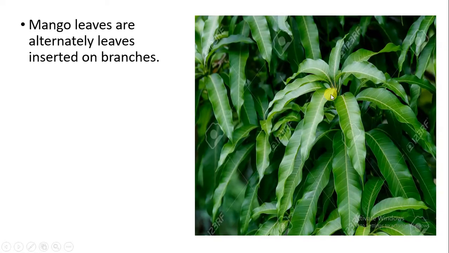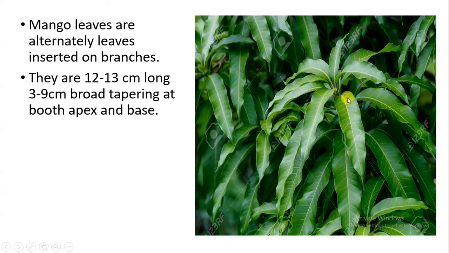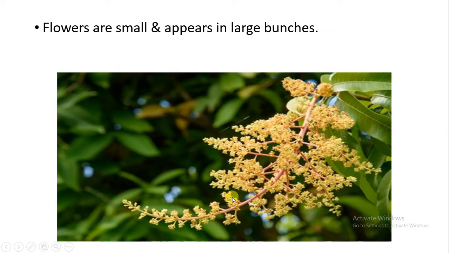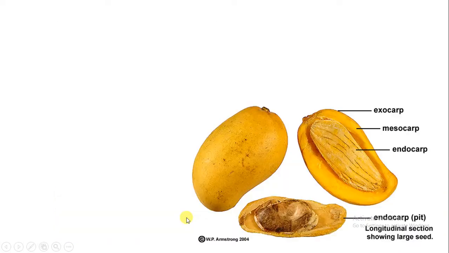When we talk about the leaves, they are alternate and inserted on the branches. They are about 12 to 13 centimeters long and 3 to 9 centimeters broad. Tapering is present at both the apex region and the basal region. The edges are somewhat wavy, you can see. The leaf stalk is about 1 to 5 centimeters long. The flowers are small and they appear in large bunches.